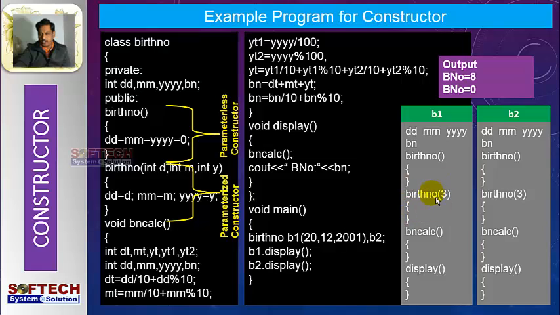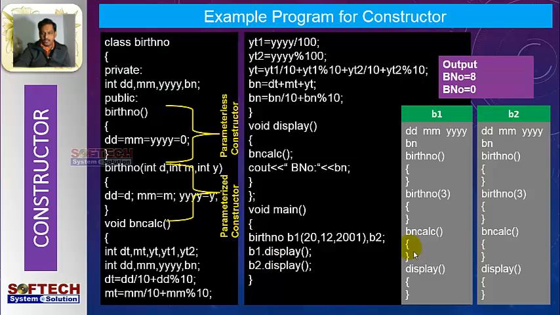In the 3 argument constructor function, it has integer d, m, y. So 20 is assigned to d, 12 is assigned to m, 2001 is assigned to y. Then they are assigned to the data members: d is assigned to dd, m is assigned to mm. So the value of dd is 20, mm is 12, yy is 2001. So at the time of object creation, it automatically passes the values, then assigns them to those data members.